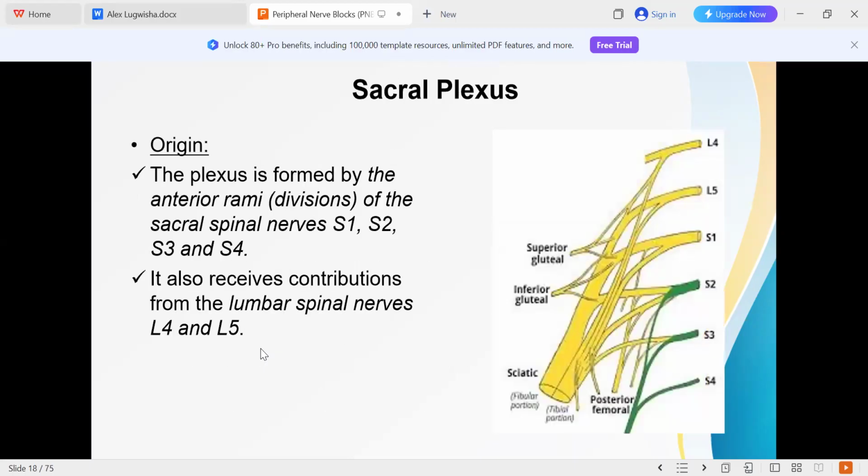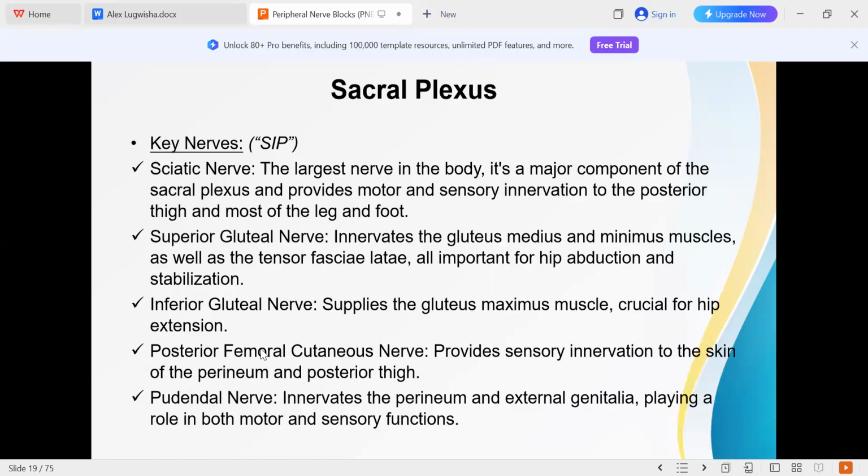The sacral plexus is formed by the anterior divisions of the sacral spinal nerves from S1 to S4. Sometimes it can receive early contributions from the L4 and L5 nerves. So we have about 5 key nerves of the sacral plexus. The sciatic nerve is the largest nerve in the body and is a major component of the sacral plexus, providing both motor and sensory innervation to the posterior thigh and most of the leg and foot.